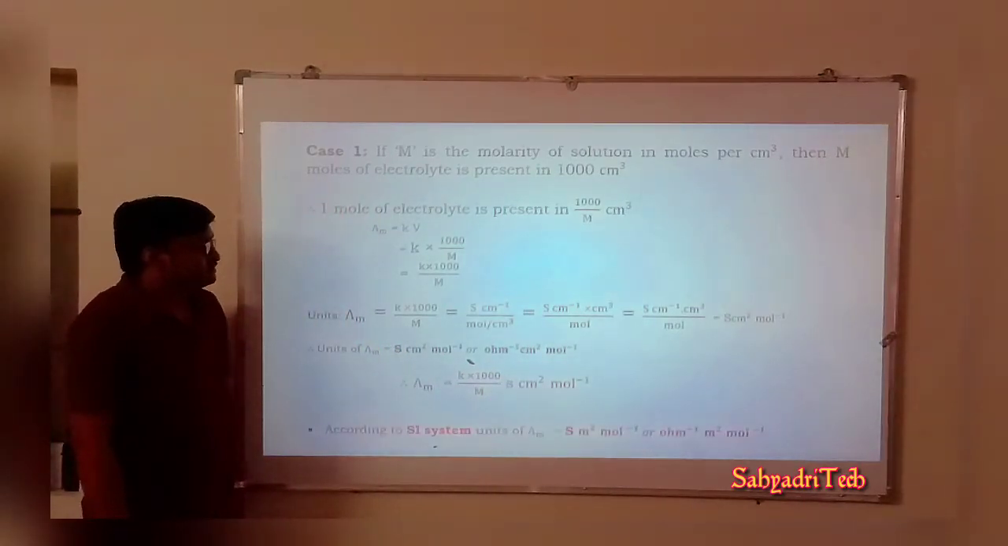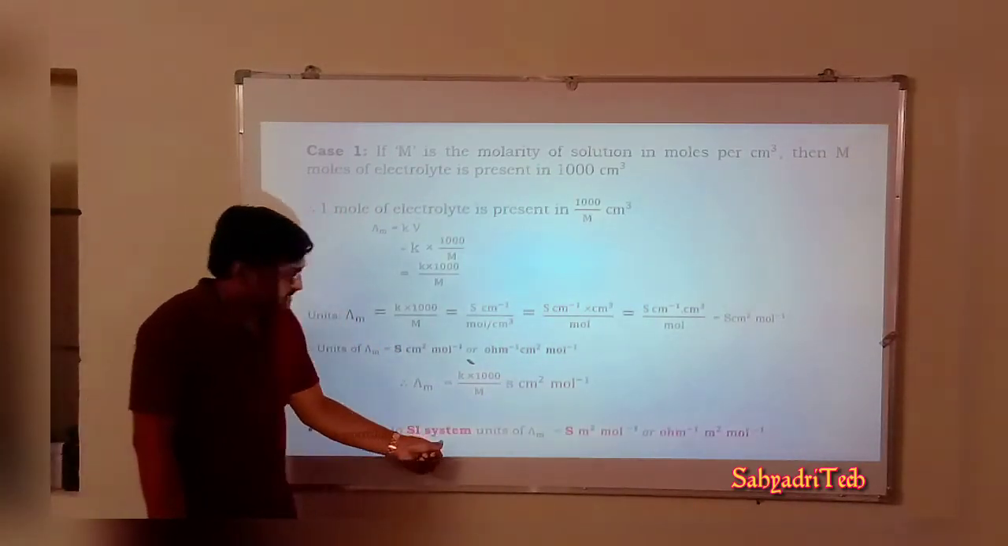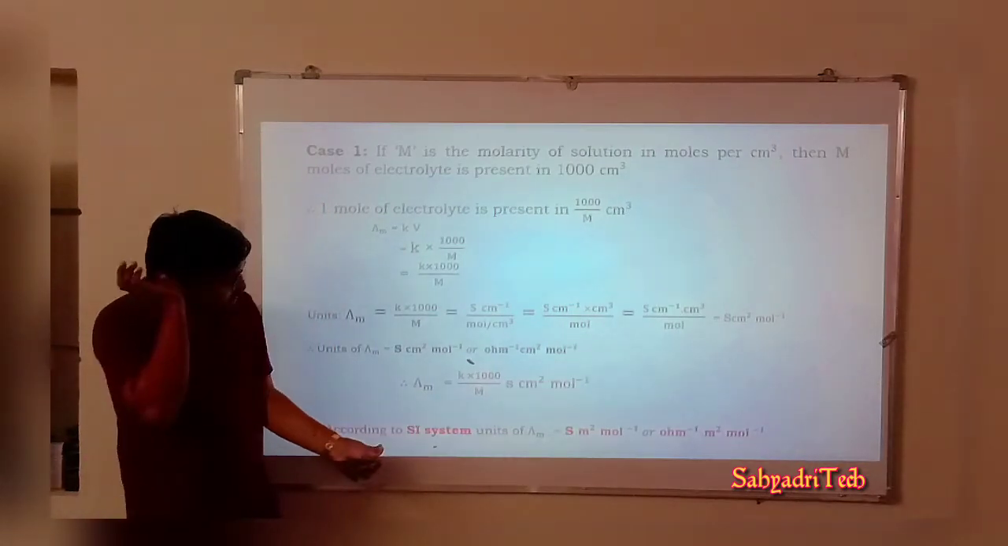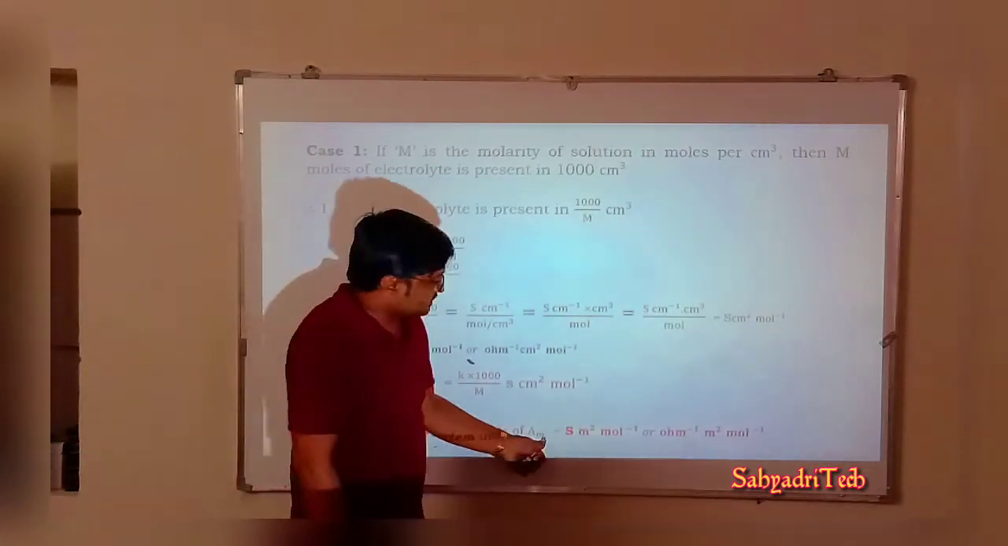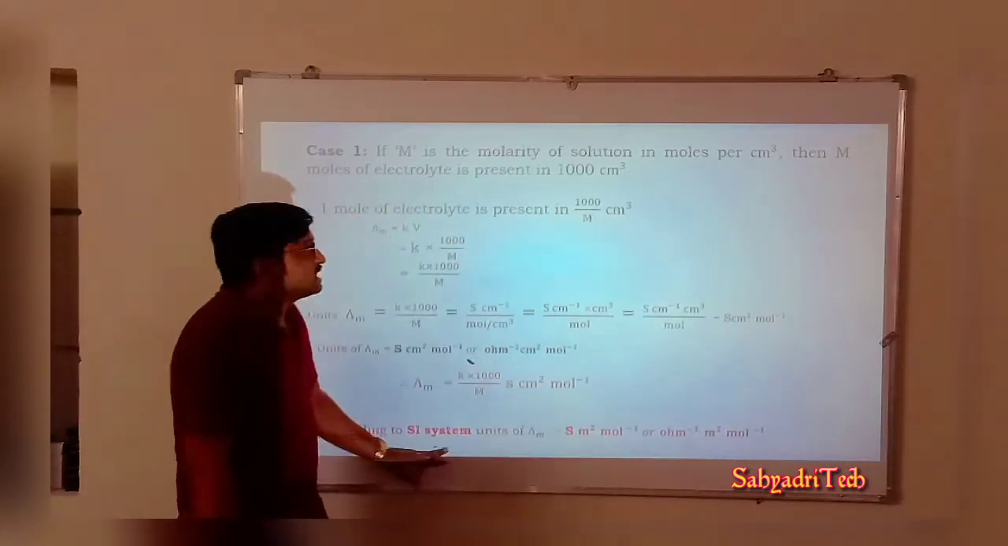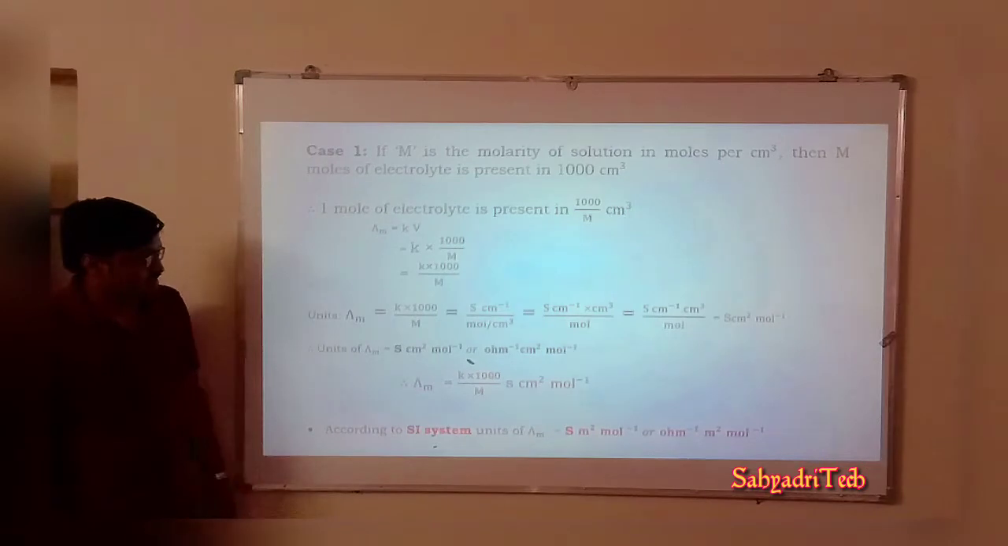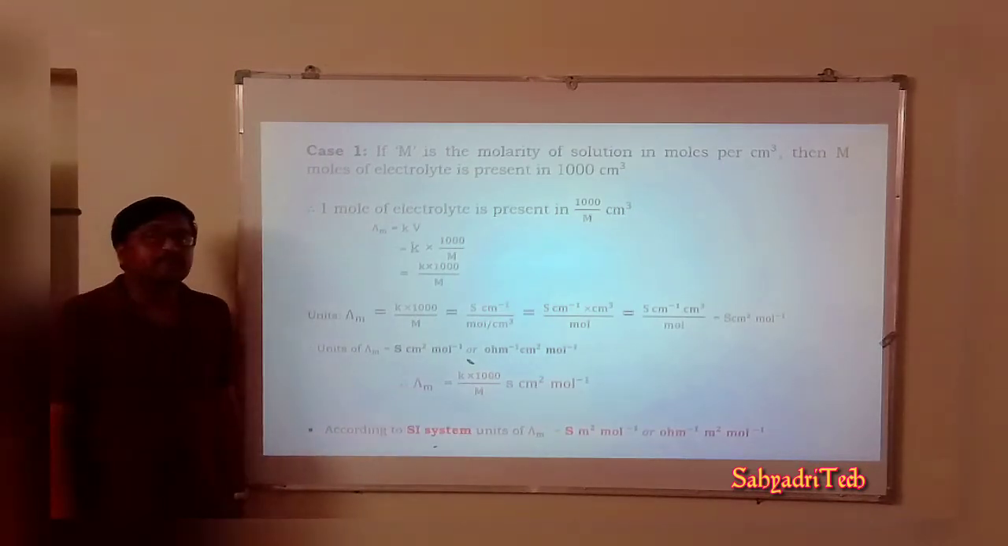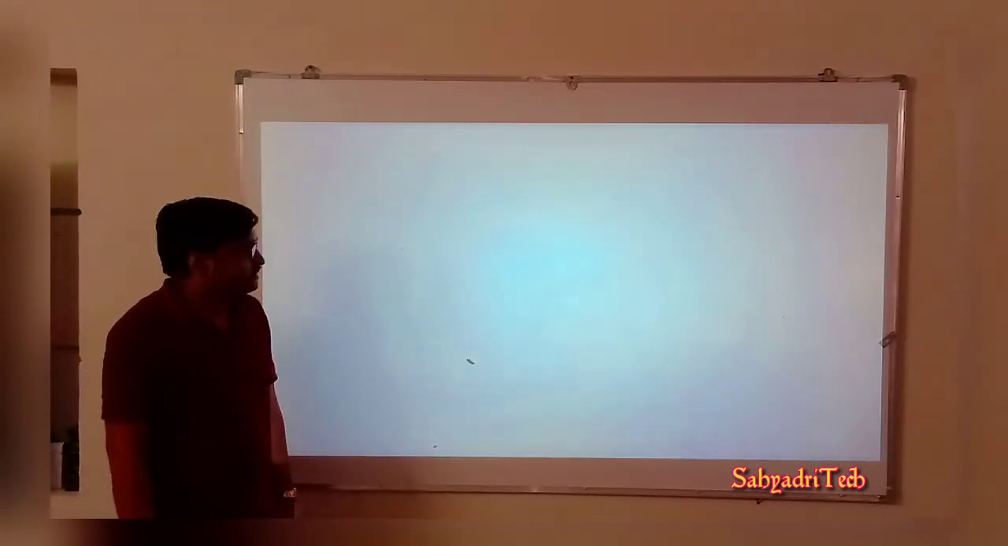Then according to the SI system, the unit of molar conductance or conductivity will be Siemens meter square per mole. This is the SI unit of molar conductance, that is Siemens meter square per mole.